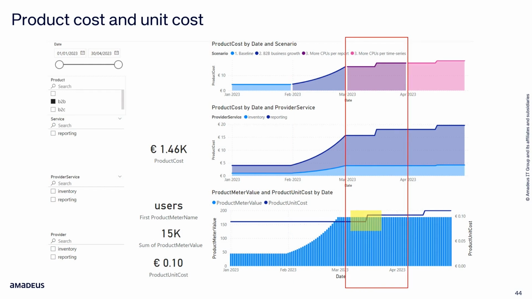Now, let's look at the third purple scenario. Looking at the bottom visual, we can see that the user unit cost, which is represented by the blue line, has increased, while the number of users, which is represented by the bars, is constant. This explains the global cost increase. The area chart at the middle of the report shows the cost evolution over time of the B2B product by application. We can see the inventory product cost is constant, whereas the reporting product cost is increasing. Let's have a look at the unit cost of the reporting application.